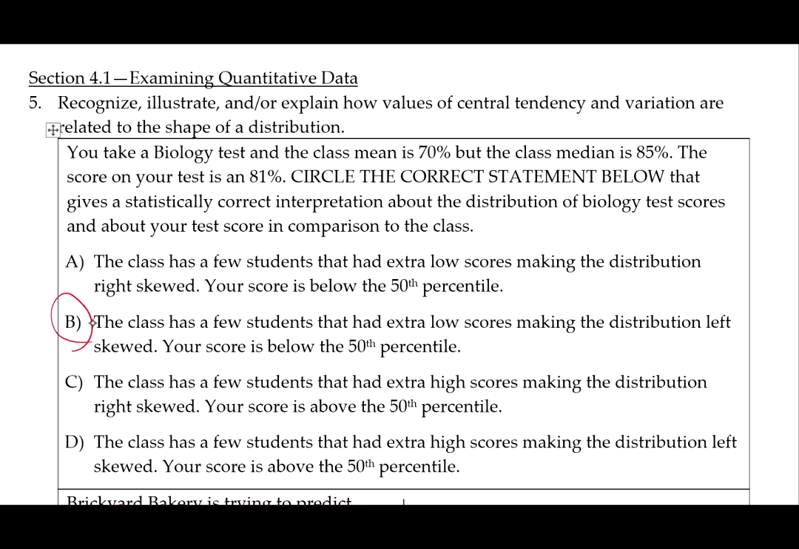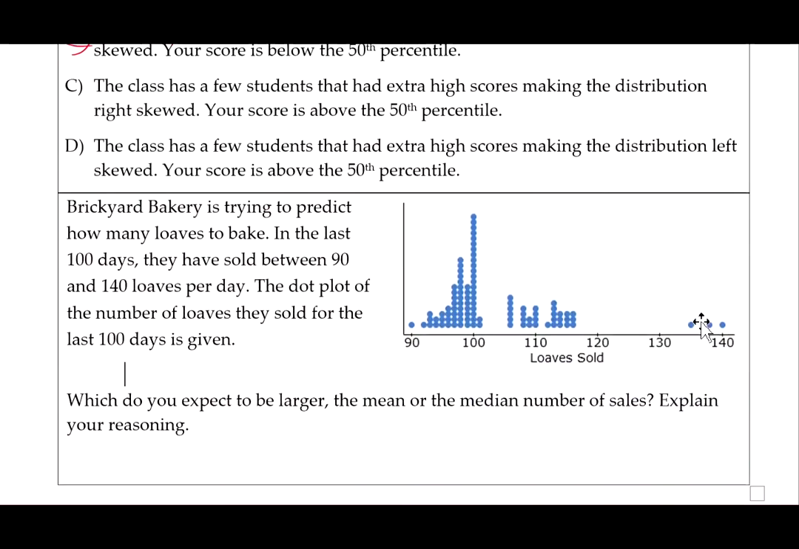Let's verify that C and D are both incorrect. If you look at them, they actually both say that the score is above the 50th percentile. And we know that 81% is below 85%, which is the 50th percentile. Let's look at the next example.